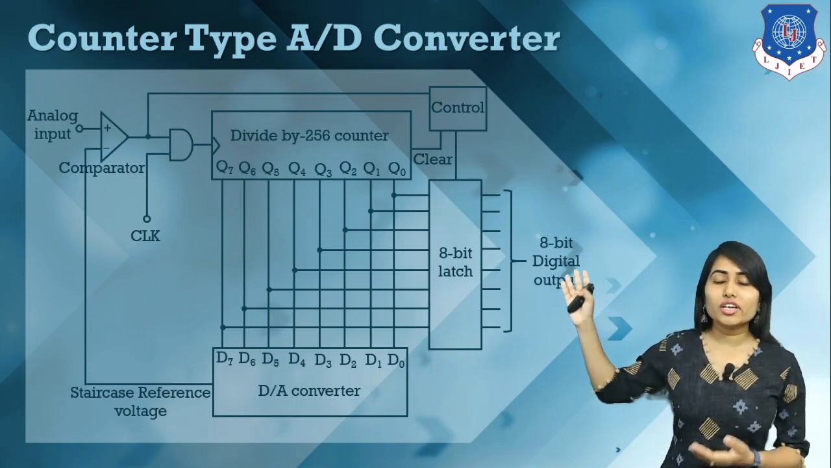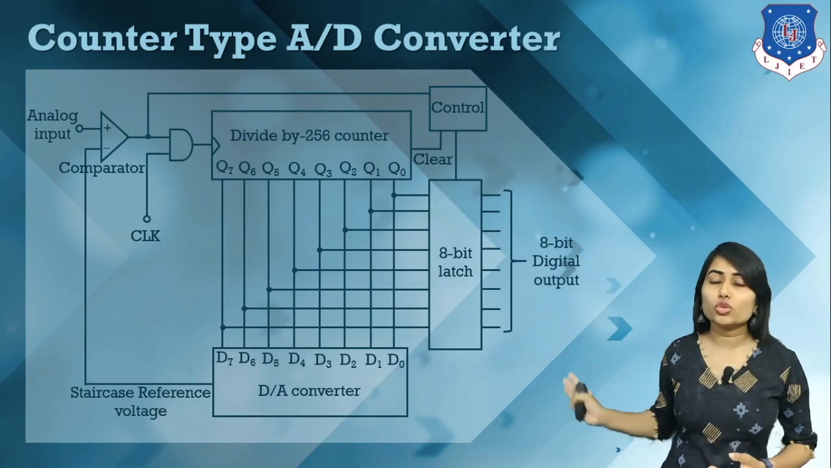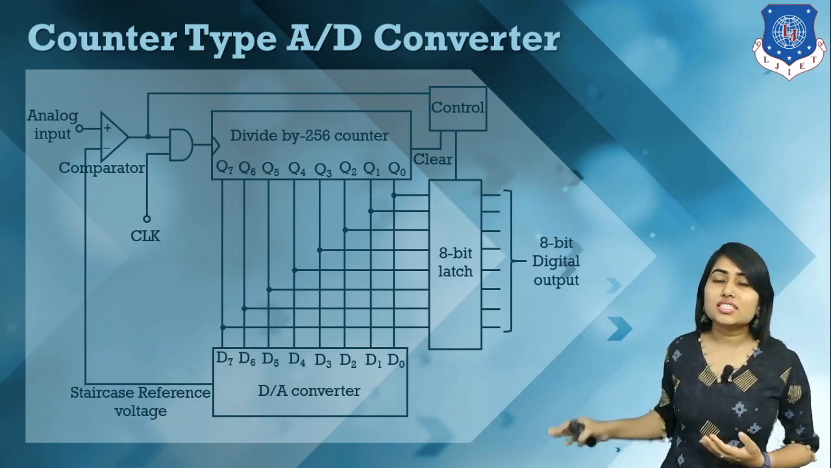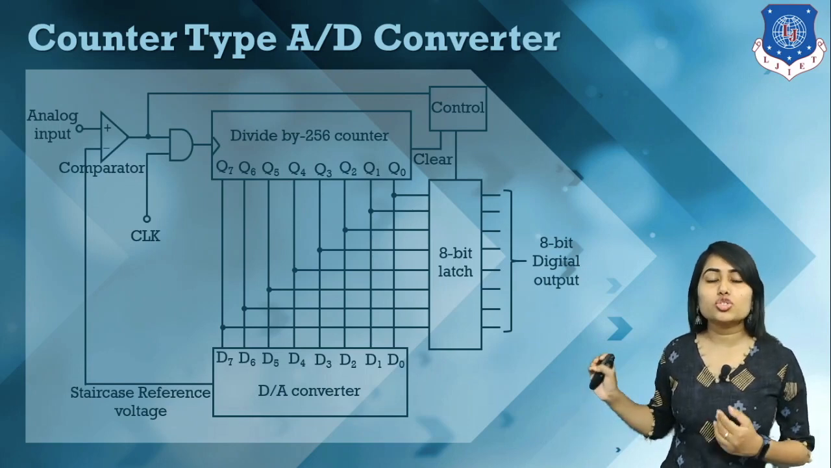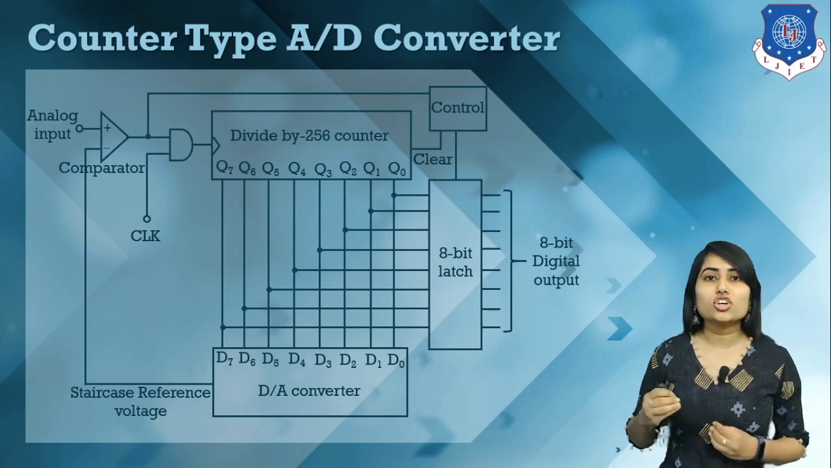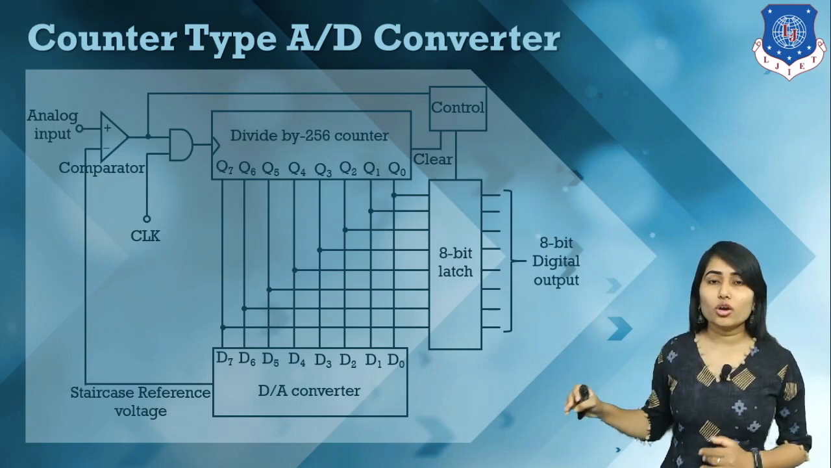Here, to convert the counter's value into analog form for comparison, we use this digital to analog converter circuit. We use it to check whether our value has reached the input voltage or not. So this is our basic counter type logic circuitry. Now how does this work?